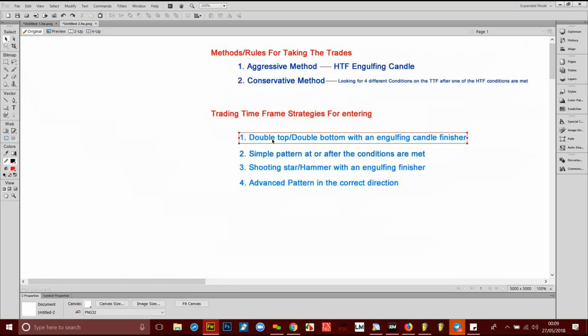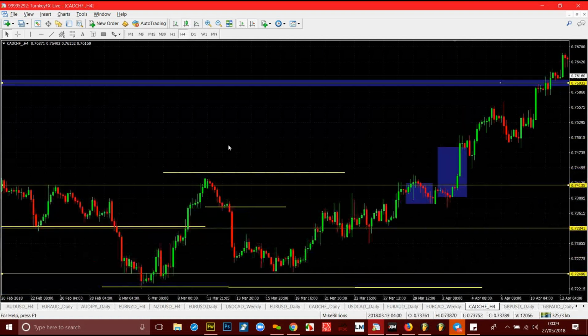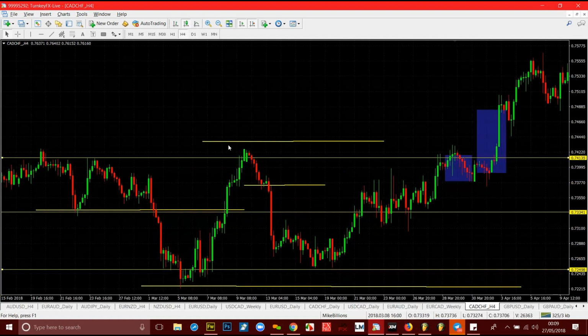I look for a double top or a double bottom on my smaller time frame. So let's see how that plays out. This is an example of what I'm talking about. So let me say I drop down to my, let me see if I can find something. Okay, yeah. So look at this.